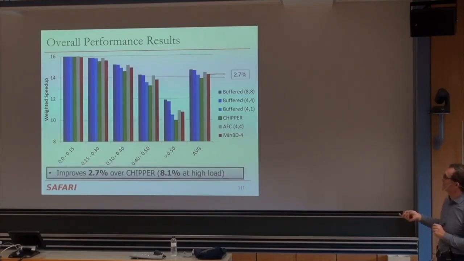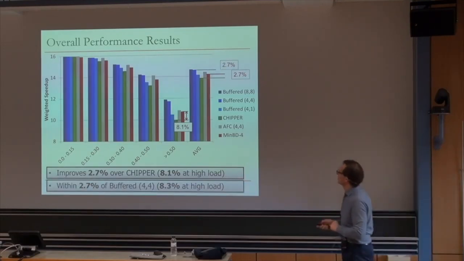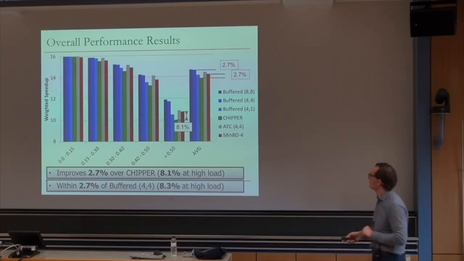Okay, so basically that's the performance improvement over chipper. And it gets within 2.7% of the buffered router, which is not bad. So it basically closes the gap between bufferless and buffered routers.